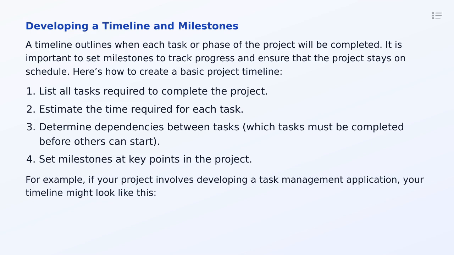First, list all tasks required to complete the project. Next, estimate the time required for each task. Then, determine dependencies between tasks, which tasks must be completed before others can start. The full list is on the slide if you want to review it. For example, if your project involves developing a task management application, your timeline might look like this. See the example on this slide. Pause if you want to study the details.